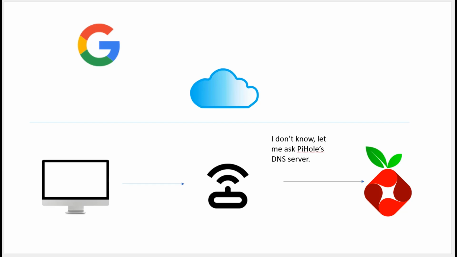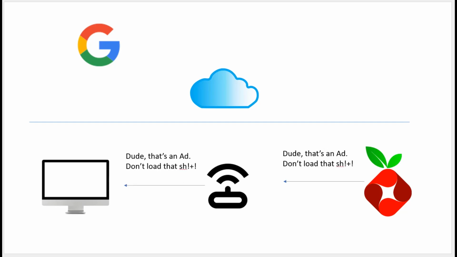And then PiHole checks its lists, and if it has the domain in a blacklist, so saying this is an ad domain and I don't want to give you that information so that you don't load the ad, then it's going to tell you, hey, that's an ad, don't load that. And then your router will reply back to your computer saying the same. So on that website, it basically ignores all the content that is related to the ad because it cannot retrieve the information to display that ad to you. So that's the magic behind AdBlock. That's how it works.